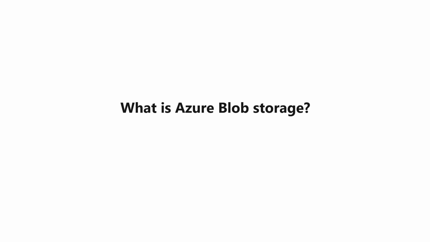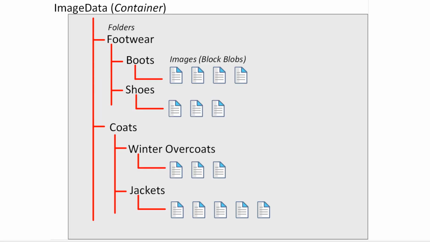Inside an Azure storage account, you can create blobs inside containers. Containers provide a convenient way of grouping related blobs together. And you can organize blobs in a hierarchy of folders, similar to files in a file system on disk, at the container level. Like you see here, for example, we have a folder, footwear, boots, shoes, and so on, organized in a hierarchy.